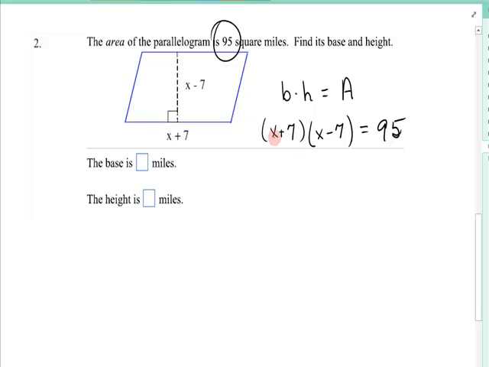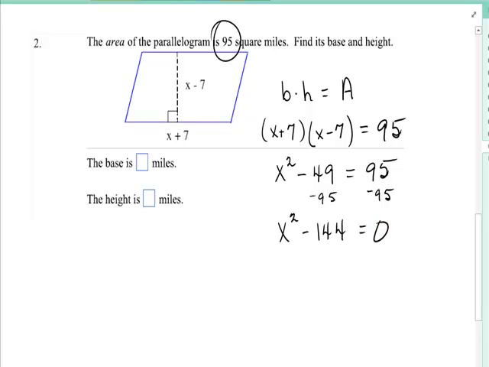So let's use FOIL. This is a sum and difference product. Product of the first is x squared. The outer product is negative 7x. The inner is positive 7x. Those cancel. Product of the last is minus 49. And that equals 95. Still not in good shape because I need it to equal 0. So I'll subtract 95. Now I only have to get equations equal to 0 when they're quadratic, when they have x squared. So I have x squared minus 144 is equal to 0.